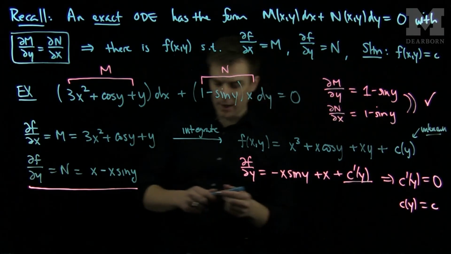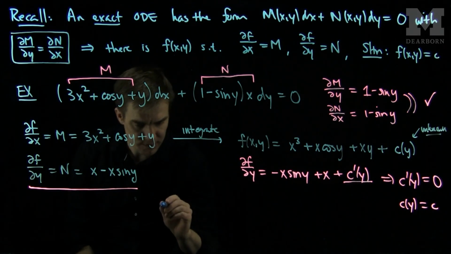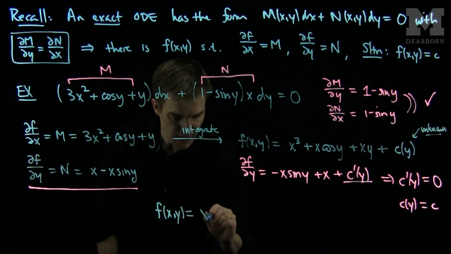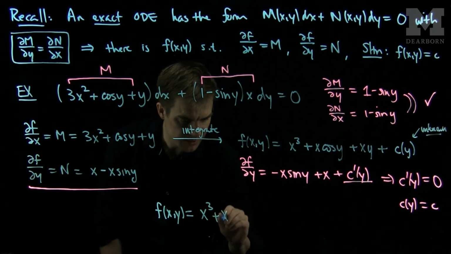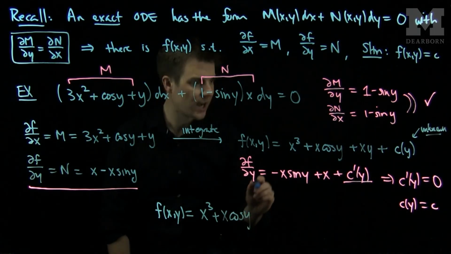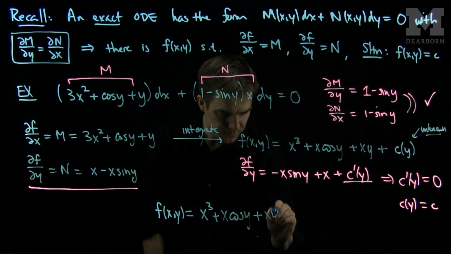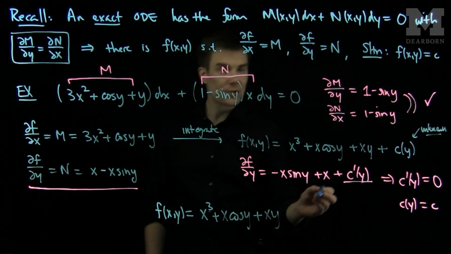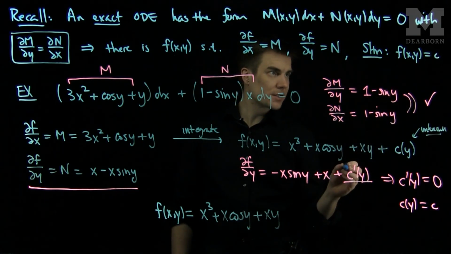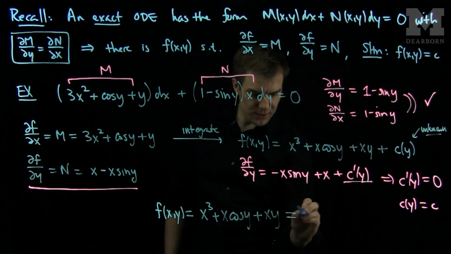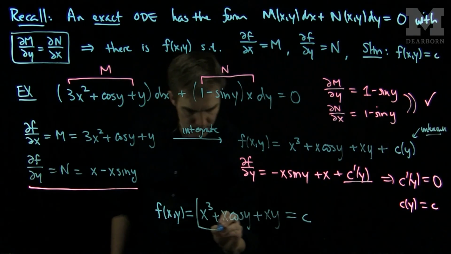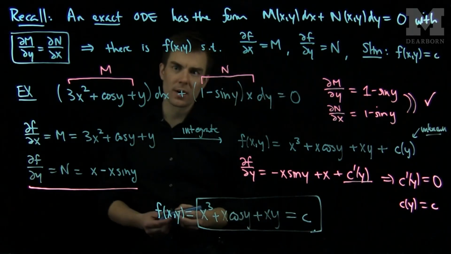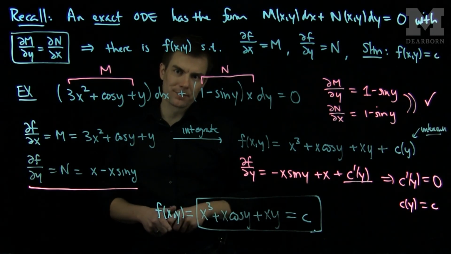So we can now update our function f(x,y) is x cubed plus x cosine y plus xy. I'll choose my constant c just to be 0, and the solution to the equation is found by setting this function f(x,y) equal to c. And so now we have the level sets of this function being the solutions of my exact ODE. Thank you very much.